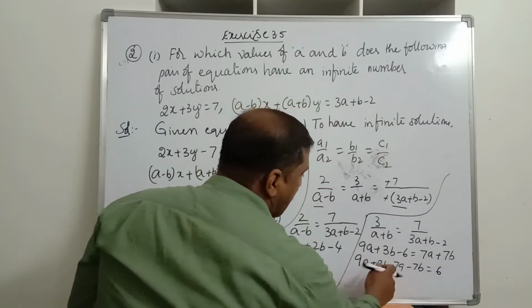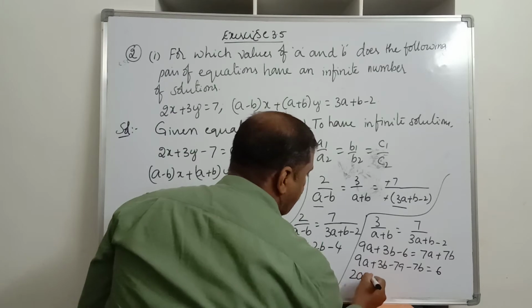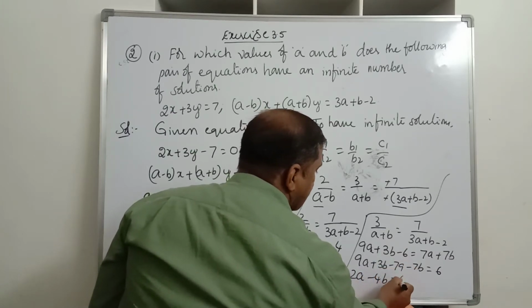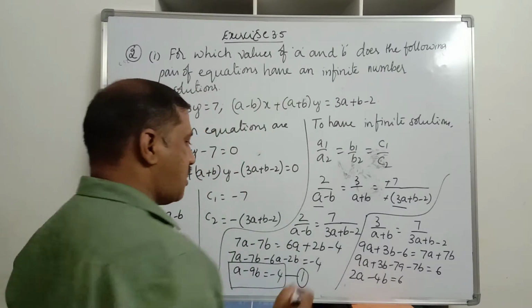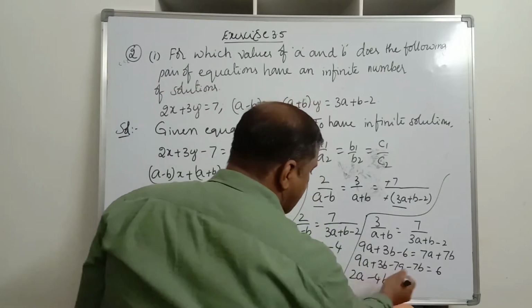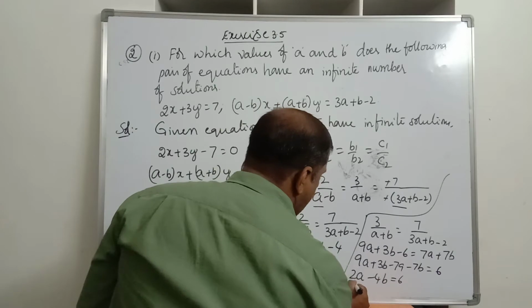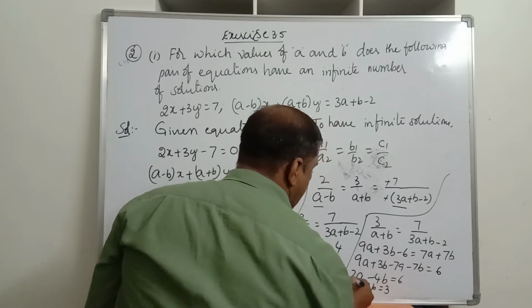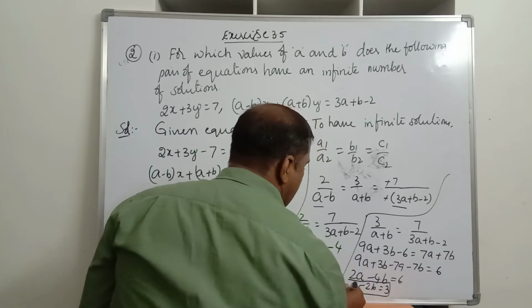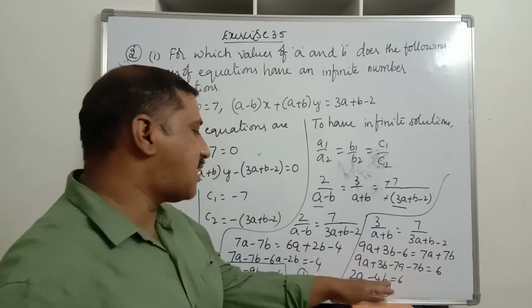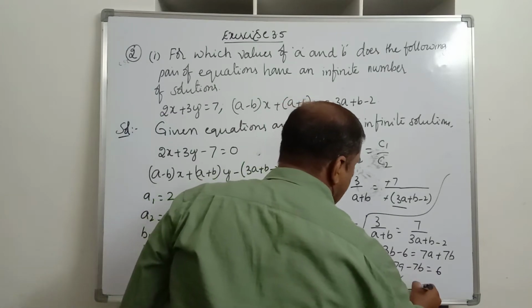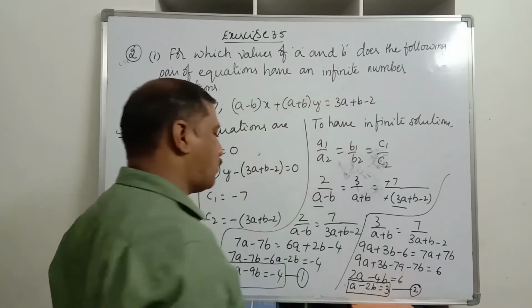Now 9a minus 7a is 2a, plus 3b minus 7b is minus 4b, is equal to 6. So from this take 2 common, then what do we get? a minus 2b is equal to 3. Taking 2 common and transposing to the other side, 2 ones are 2, 2 threes are 6. Then a minus 2b is equal to 3. This is equation number 2 we got.